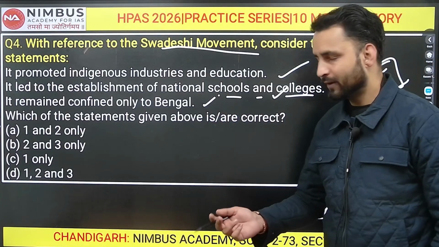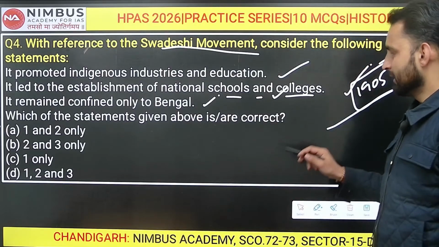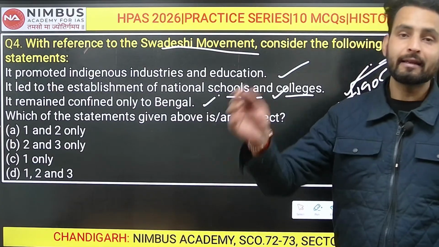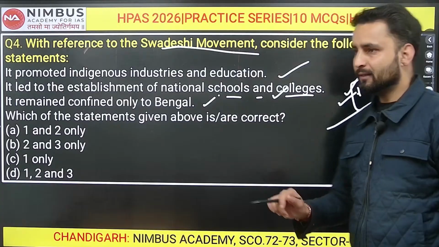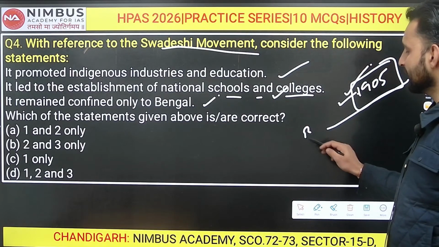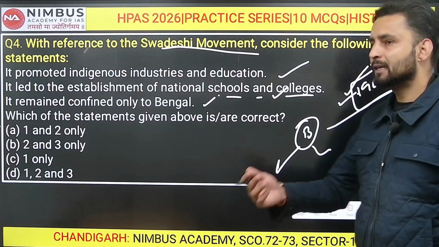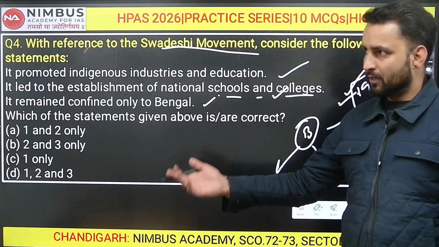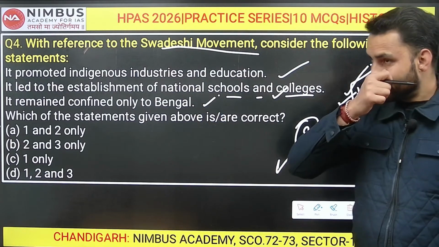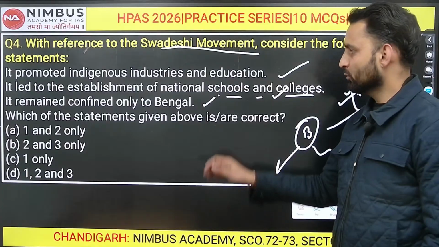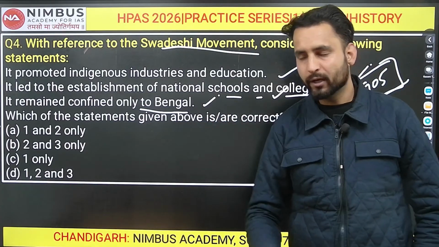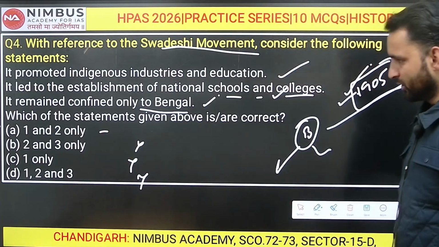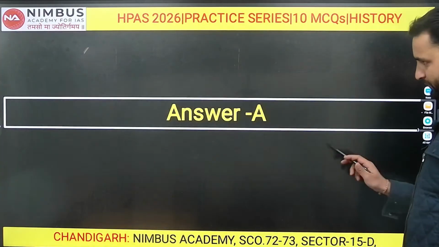Third is it remained confined only to Bengal. No, this is not correct. It was launched in reaction of the Bengal partition, but it basically spread outside Bengal as well. For example, Bal Gangadhar Tilak led this Swadeshi movement in Maharashtra or in Bombay Presidency. There was Swadeshi movement seen in the United Provinces, in Punjab, in Madras, right? So it did not remain confined only to Bengal. Third statement is incorrect. We will eliminate the third statement. Option number A, that is the only option we are left with. That is 1 and 2 only. All of you have given the right answer.